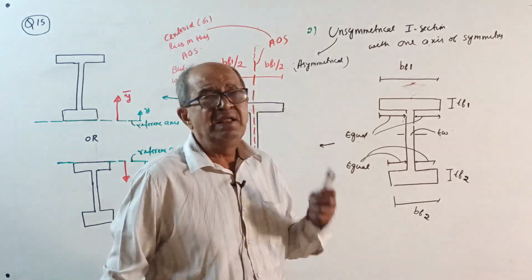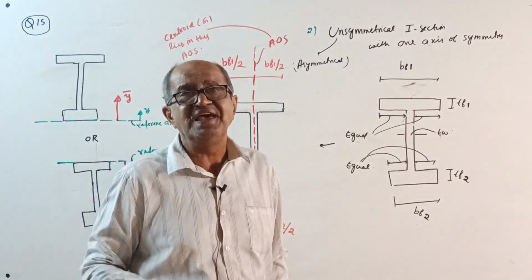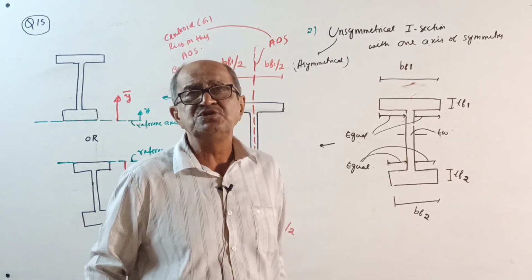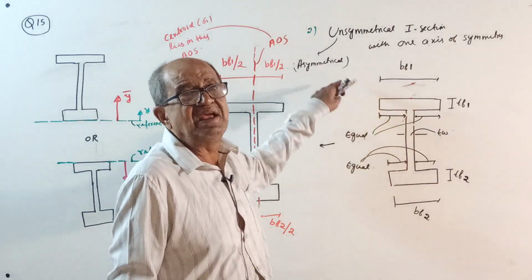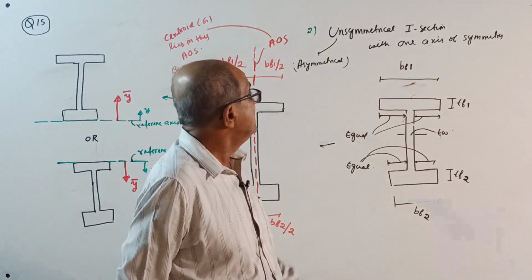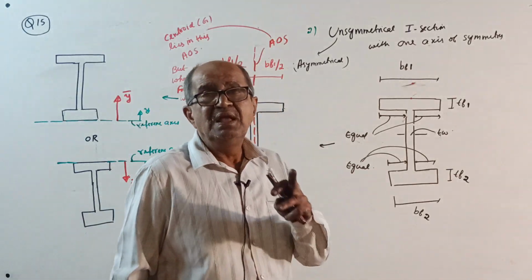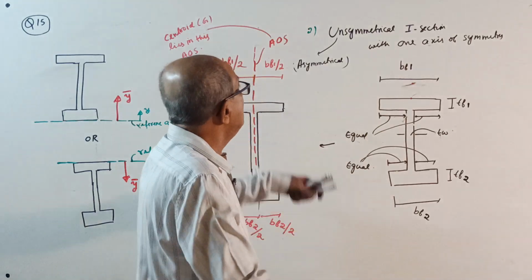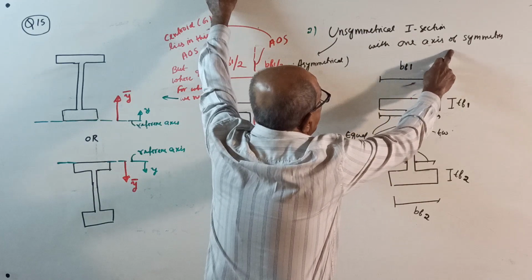If a symmetric section is given, there is no centroid location, and for moment of inertia there is a shortcut, a one-line answer. But for the unsymmetrical, or asymmetrical, whichever you choose, I section, you have to locate the centroid. And one more thing, there is a little work in the moment of inertia: you have to apply the parallel axis theorem. Therefore, the second one is the unsymmetrical or asymmetrical I section with one axis of symmetry.